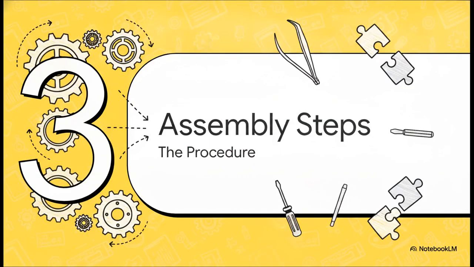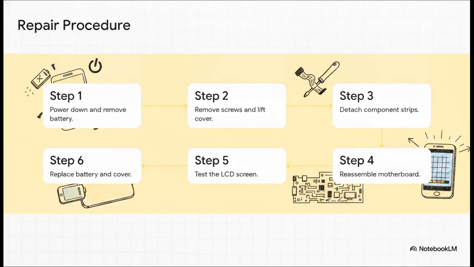All right, Part 3, disassembly and assembly steps, the procedure. Let's shift to the active operation and see how this builds into a safe, step-by-step teardown and reassembly. Notice how incredibly logical this flow is. First, step 1, we strip it down to the studs by fully removing the power, meaning the battery, SIM, and memory cards. Step 2, we remove all the screws and lift the cover. Step 3, carefully detach the delicate component strips like the display and camera. After we make our fixes, we hit step 4 and reassemble the motherboard and internals.